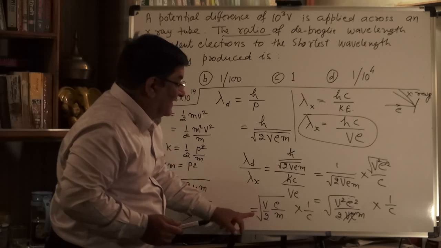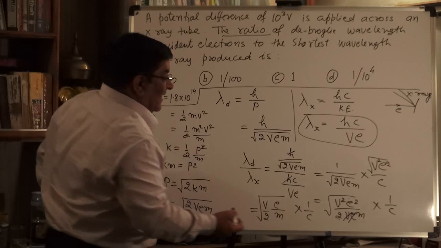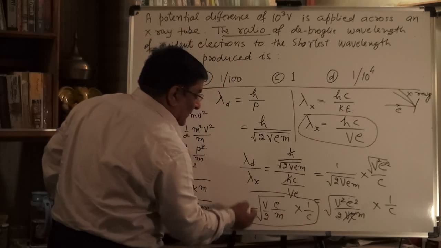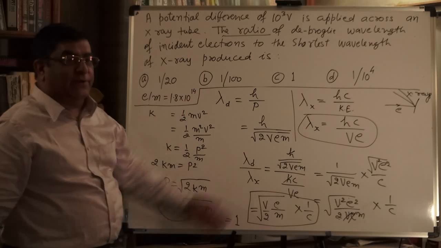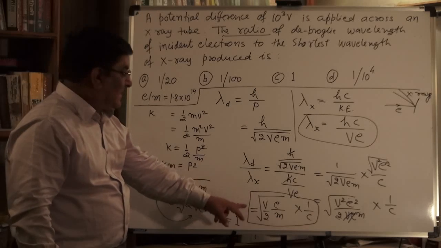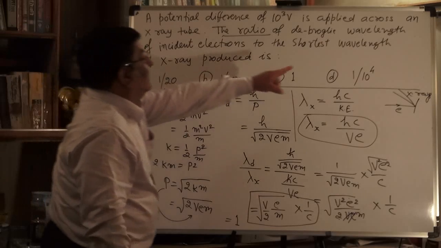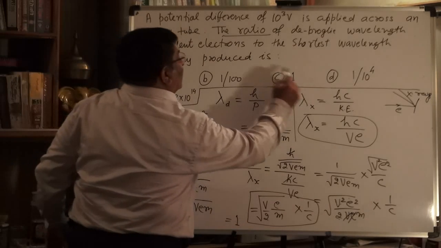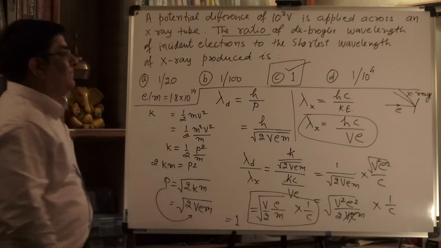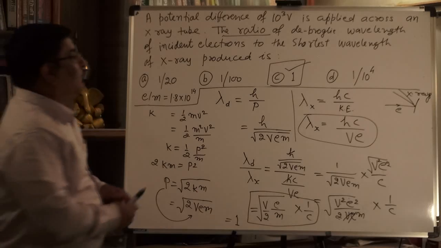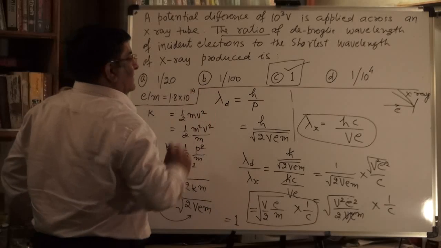These two values we put here, take the square root, and then make a cancellation with C, and you will find that this whole thing comes equal to 1. Yes, you can do it. Put the values, and then we check our options. We find that yes, here it is, C. The relation is 1.